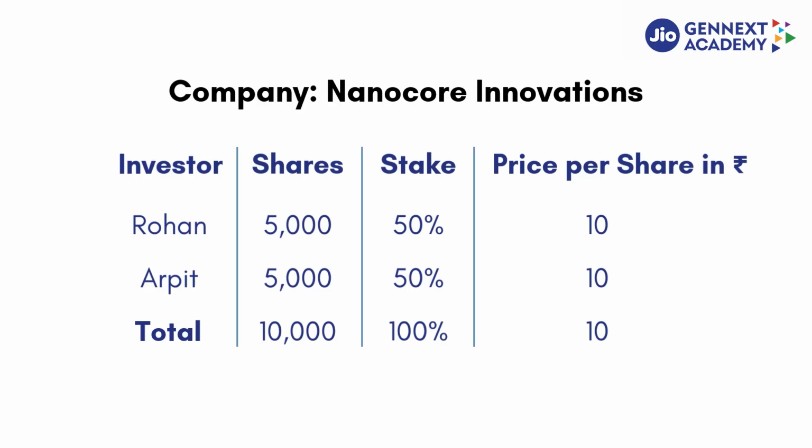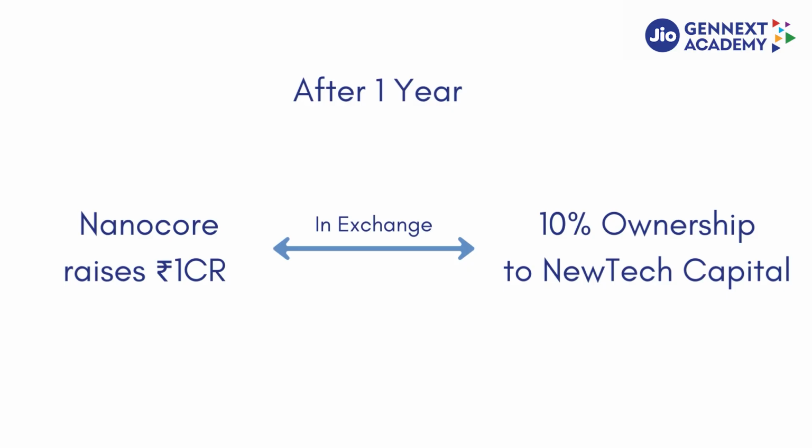Let's visualize this with a cap table. Company: Nanocore Innovations, total shares 10,000. Founders: Rohan, 5,000 shares, 50%, and Arpit, 5,000 shares, 50%. Price per share is 10 rupees. This is the company's shareholding structure before any funding. Fast forward to 1 year. Nanocore raises 1 crore from New Tech Capital, and in exchange, New Tech Capital will own 10% of the company. Here is where we begin to see changes in the cap table.